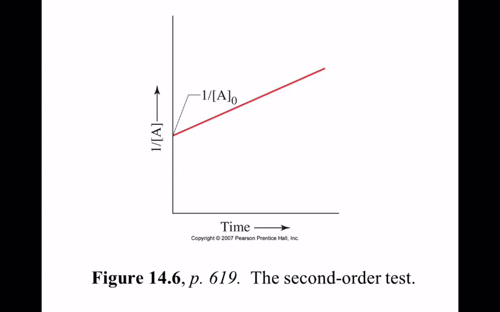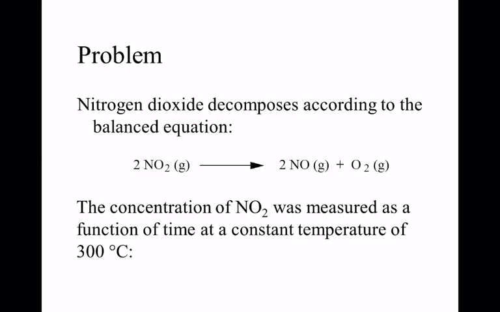So here's an example of what a passing second order test would look like. Along the y-axis, you see we're plotting the inverse of the molar concentration of A versus time. Along the x-axis, it is a straight line. It passes the second order test. So let's look at an example.